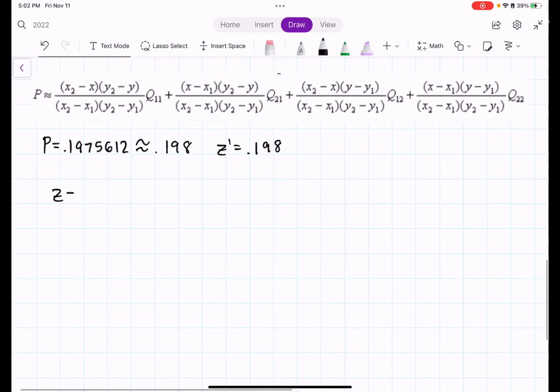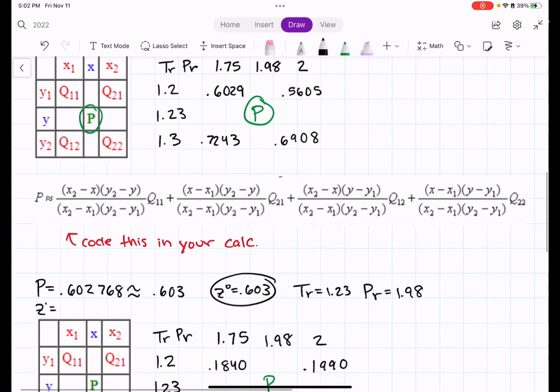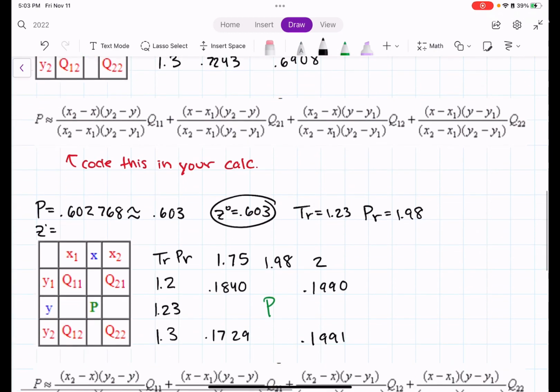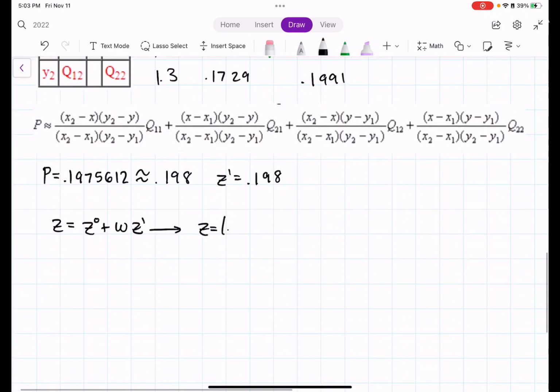Finally, we have all the necessary information to solve for Z. Z is equal to Z naught plus omega times Z prime. So Z is equal to our Z naught, which was 0.603, plus the omega or eccentric value, whatever you want to call it, times Z prime, which is what we just found, 0.198. After plugging that into your calculator, you get 0.66.